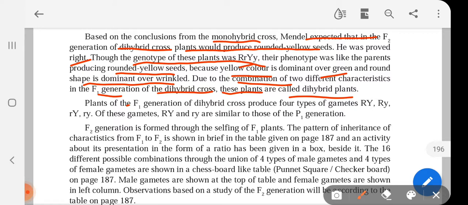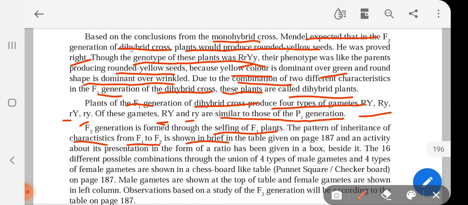Now, plants of the F1 generation of the dihybrid cross produce four types of gametes: RY, Ry, rY, and ry. Of these gametes, capital RY and small ry are similar to those of the P1 generation. The F2 generation is formed through the selfing of F1 plants. The pattern of inheritance of characteristics from F1 to F2 is shown in brief in the table given on page number 187, and an activity about its representation in the form of a ratio has been given in a box.